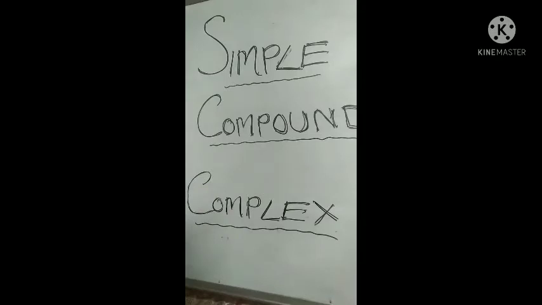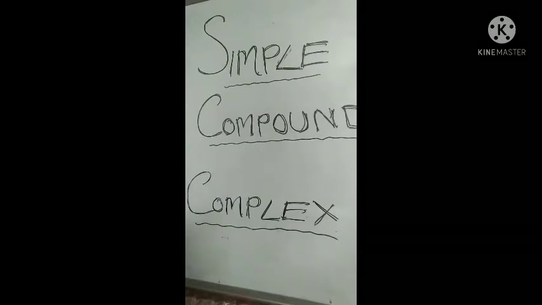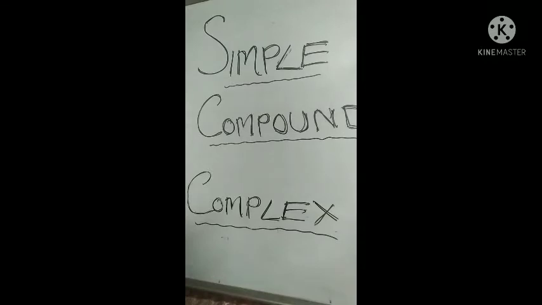So now we have to understand simple, compound and complex sentences. So what is a simple sentence? A sentence that has one independent clause is called a simple sentence. And the simple sentence is also called an independent clause.